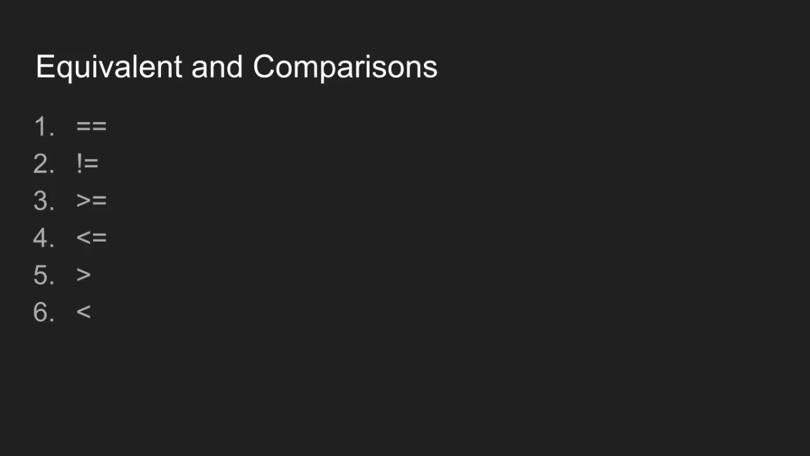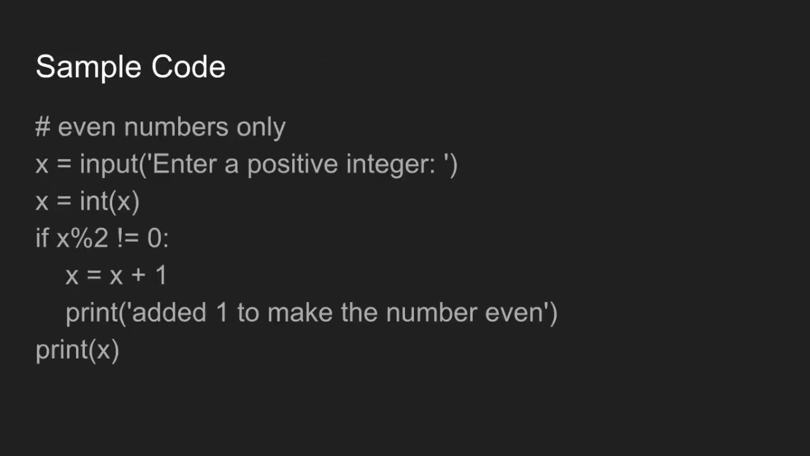So we're going to use these comparisons as part of our if statement, because if something is true, then we go into one path. For example, here's some sample code, and we're going to look at even numbers only, or we're trying to get to an even number only. We have our first statement. x is assigned the value of input, enter a positive integer. So the user enters a number, a positive integer, and we convert that in the next line to force it into an integer because it's a string.